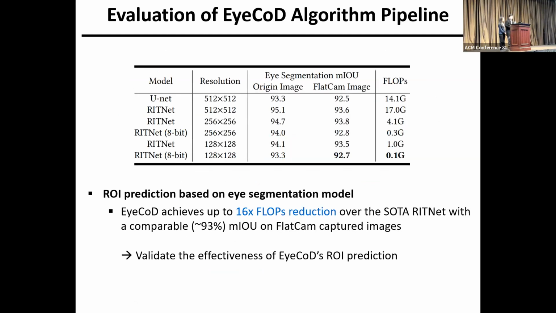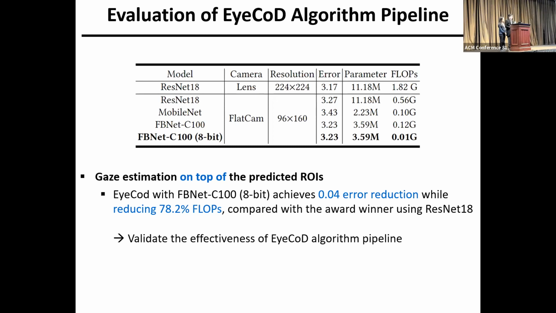Next, I will show the benefit breakdown of both the algorithm and the accelerator. For the algorithm, the eye segmentation model saves 16 times FLOPs over the SOTA RITnet with a comparable accuracy in mean IoU, which validates the effectiveness of the proposed ROI prediction. And we also evaluate the gaze estimation model. It achieves 0.04 error reduction while also reducing FLOPs by 78% compared with the award-winning model ResNet-18. That validates the effectiveness of the whole algorithm pipeline.